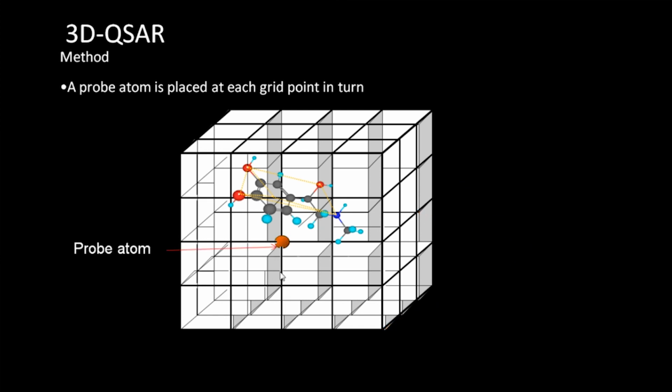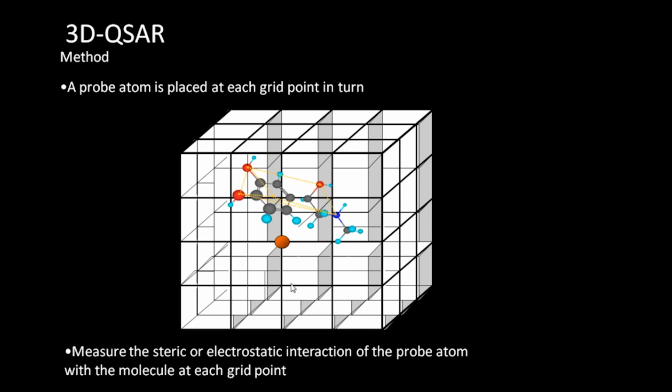Now you can have a probe atom, like I mentioned, it could be sp3 carbon. We move this sp3 carbon to each of these grid points and calculate the steric attraction or repulsion and the electrostatic attraction or repulsion with this molecule. We get lots of data at each grid point. Suppose you have 1000 grid points, you will get 1000 steric interaction data and 1000 electrostatic interaction data. Then you correlate that with the activity using the partial least squares method. The probe atom could be an sp3 carbocation, or even H, or O, and so on.